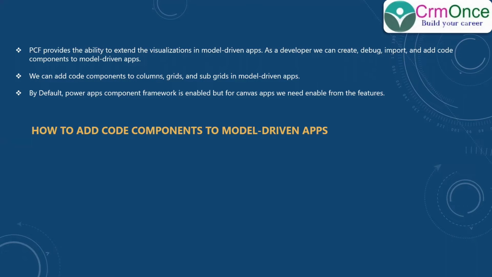Like this, we can add different types of controls, whatever visualizations we can build, and you can deploy them, or some of the controls come out of the box. The Power Apps component framework for model-driven apps is enabled by default. Whereas for a canvas app, if you want to add any PCF controls, you have to enable that feature in the list of features from the settings.